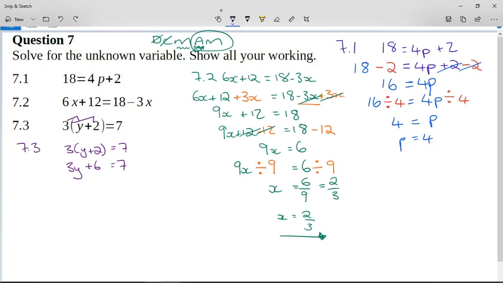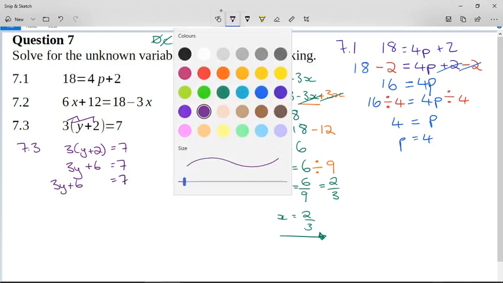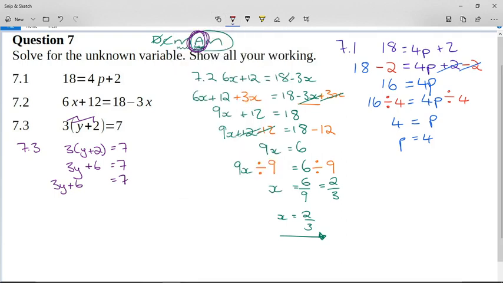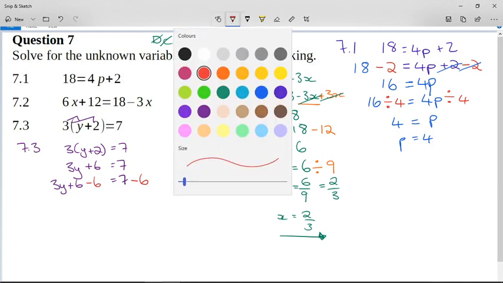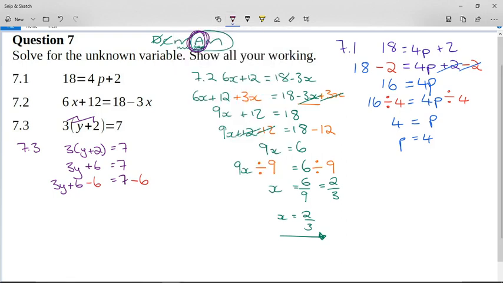Now I've got my same ordinary two-step equation, and with a two-step equation, the first thing I do is I add or subtract. So I want to get the y by itself, so I've got 3y and I'm adding 6. To get rid of the adding 6, I must subtract 6 because that is the inverse operation, and then what I do to the left I do to the right, and then I've got 3y, the plus 6 and the minus 6 get rid of each other. 3y equals 7 minus 6 is 1.